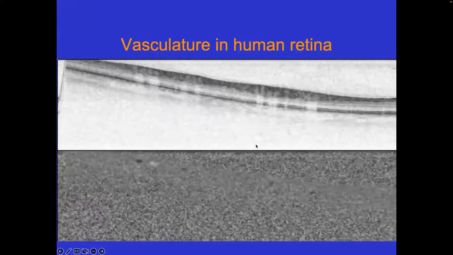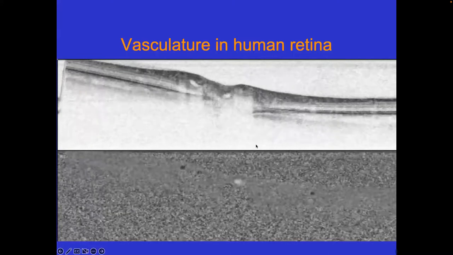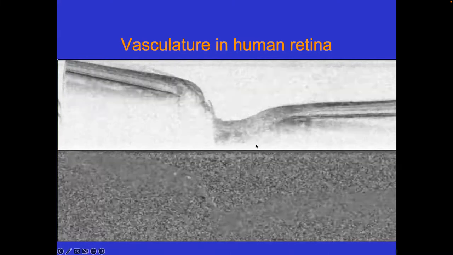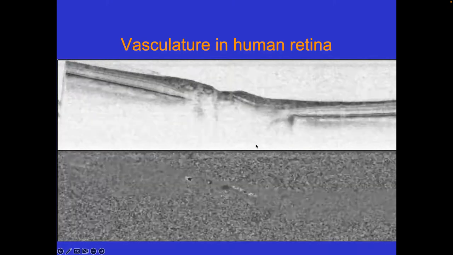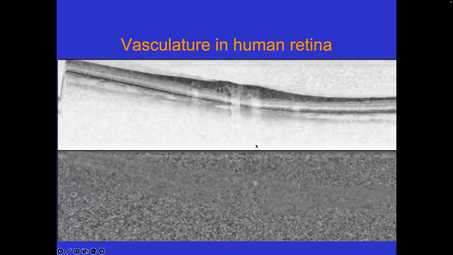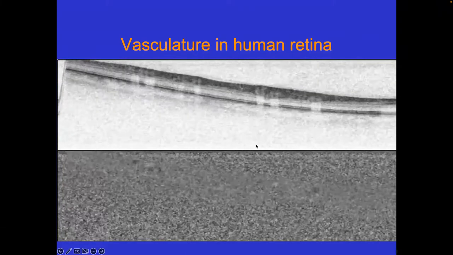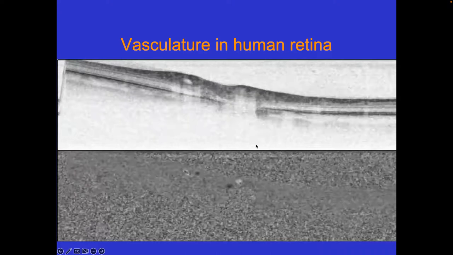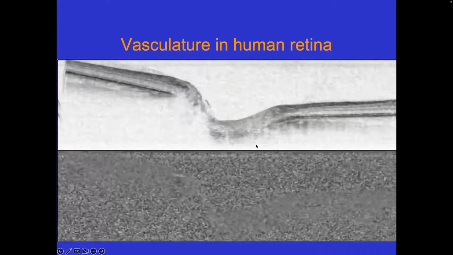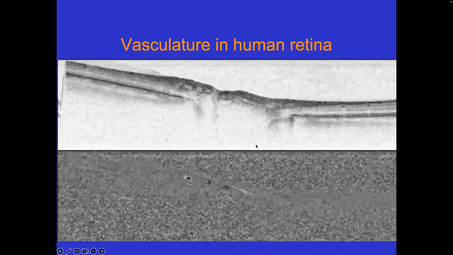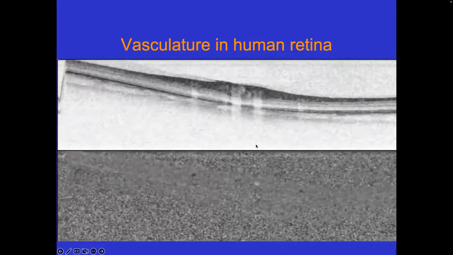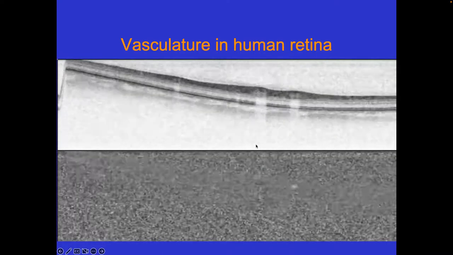And this is then an example. If you do a larger scan, you can visualize the larger blood vessels that are present in the retina. Here this is a scan towards the optic nerve head. That's where all the blood vessels come in and go out, and you see really high flow velocities in there.